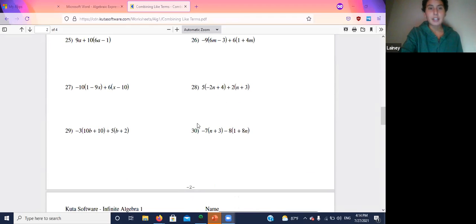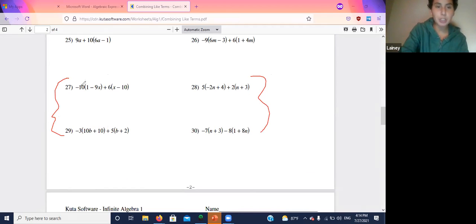Okay. So let's try 27 through 30. So this just adds the additional step of multiplying, distributing before. So when you distribute, what you're going to want to do is multiply that by both terms. So we'll work through number 27 together. So you would have negative 10, because negative 10 times 1. And then if we have negative 10 times negative 9, that would become positive 90, right, with that x right there. Does that make sense, that first distribution?